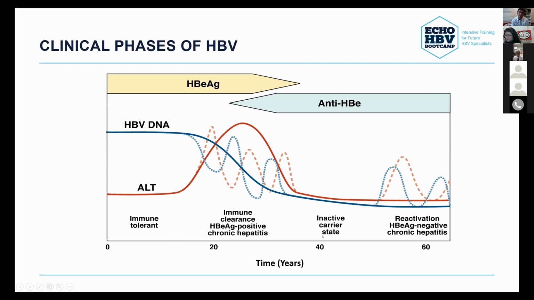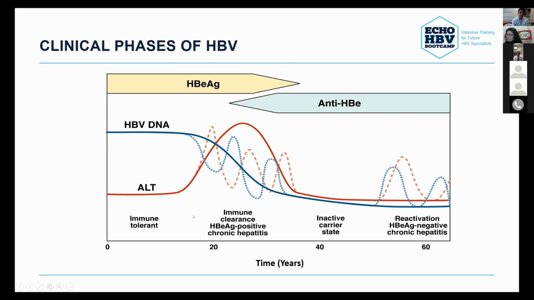The next phase is inactive carrier. So this is a phase where ALT is low and DNA is low. And when we say low for ALT, men less than 30 is normal, and women less than 19 is normal. Okay, so again, whenever I say low ALT, it has to be below that threshold level. And hepatitis B DNA, we typically want the DNA to be less than 2,000 international units. Okay, so if both of them exist, we call it inactive carrier state.